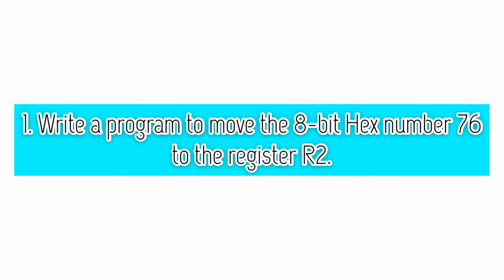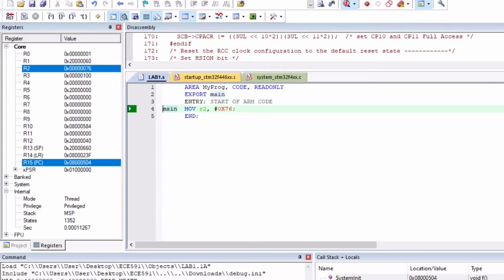For the first question, students are required to write a program to move the 8-bit hex number 76 to the register R2. Here is the program. The move instruction, represented by MOV, is used to copy data into a register or from register to register. With the immediate addressing mode, R2 is addressed with the 8-bit hex number 76. The left side is recorded as the result after execution.